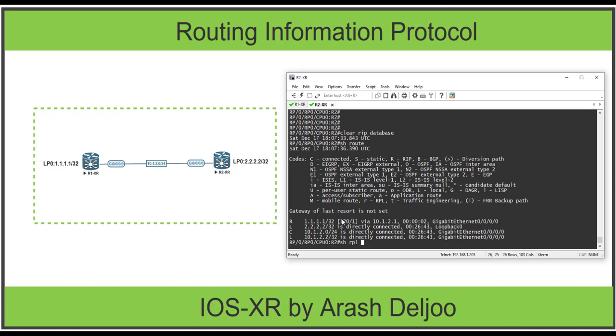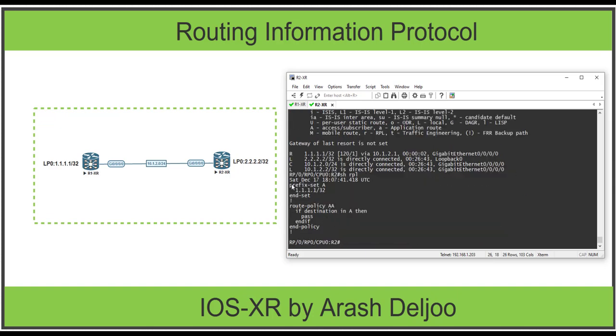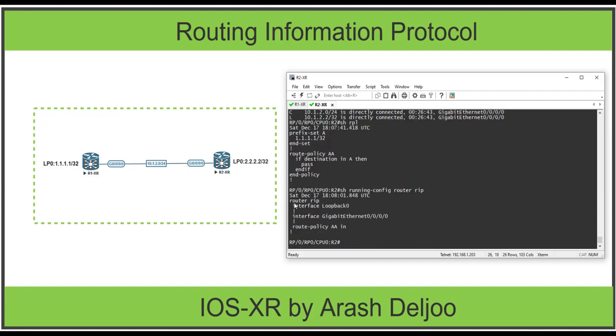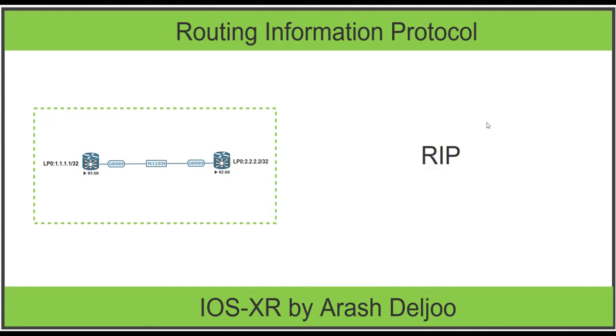Look at here, show RPL can show us that this is our prefix set A, including 1.1.1.1/32, and after that route policy AA, if destination in A, then pass, and other networks should be denied. Also here in the show running config router RIP, you can see that we have this configuration, route policy AA in inbound direction. Because of that, now you know about this configuration.